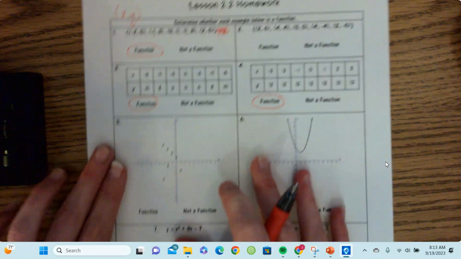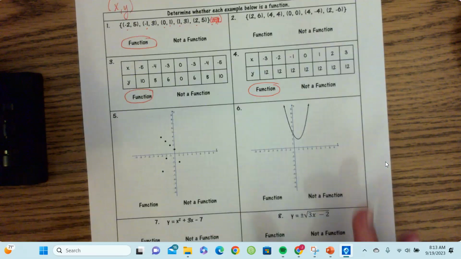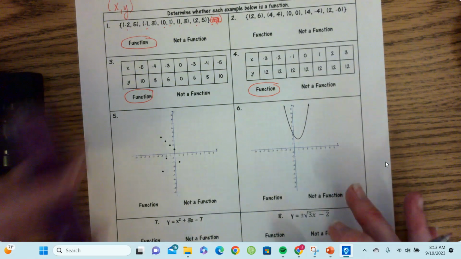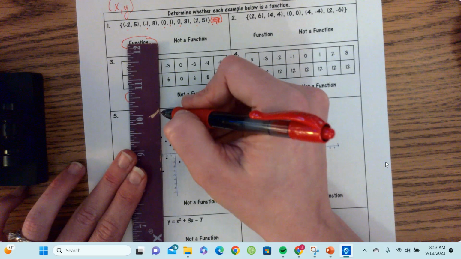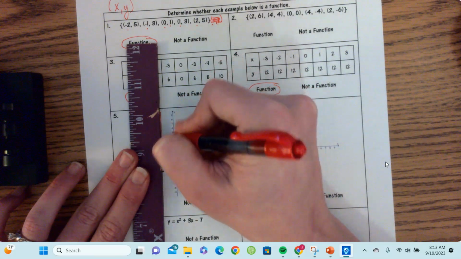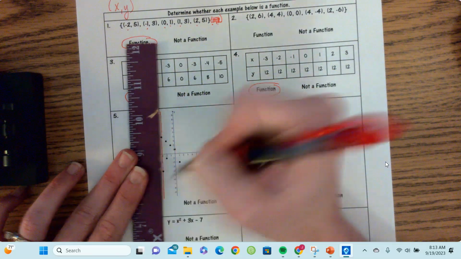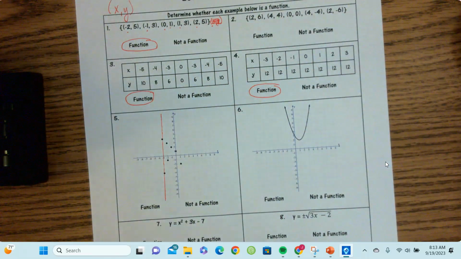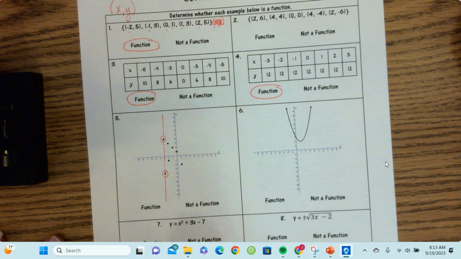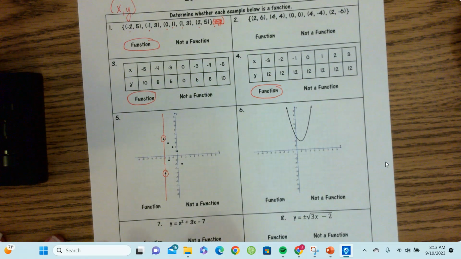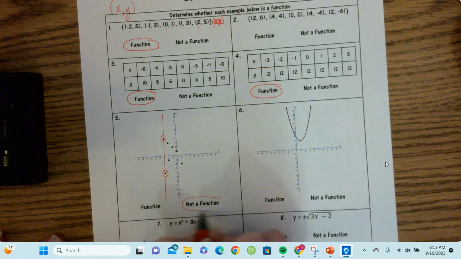All right, when you have a graph, we do the vertical line test. If it's dots, you need to draw a vertical line through every dot. Well, you can draw a line through every dot, but if you have 2 dots on the same line, like that one, that's not a function.